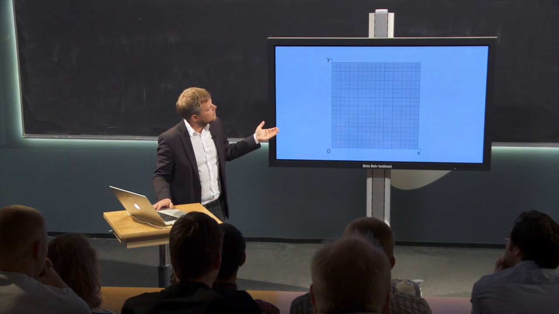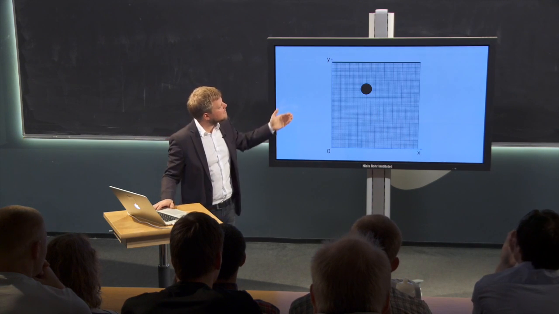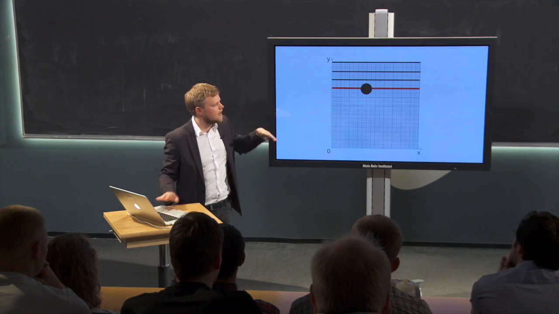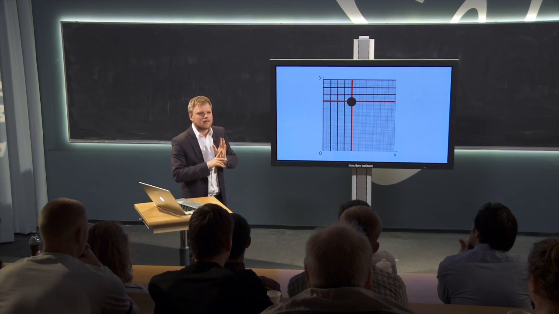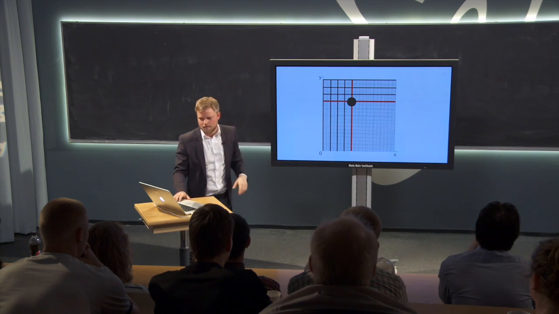So when we reach in and touch the display, the iPad starts scanning first in one orientation until it finds the contact point, and then it scans in the other direction until it finds the contact point again, and then it knows that we touched the screen here.